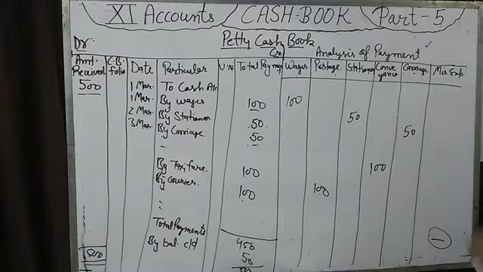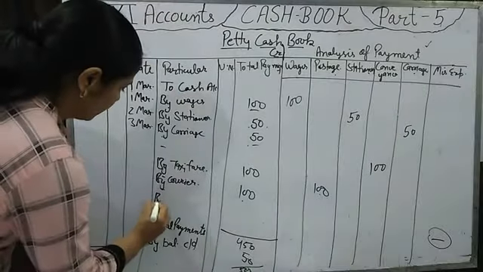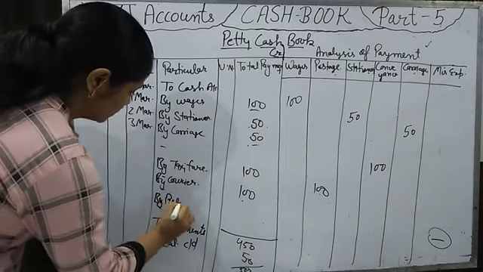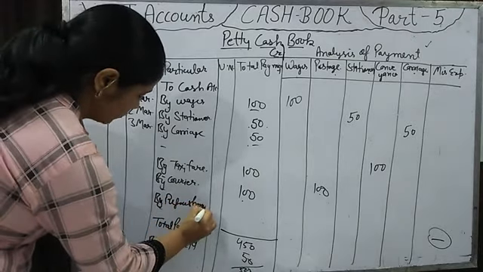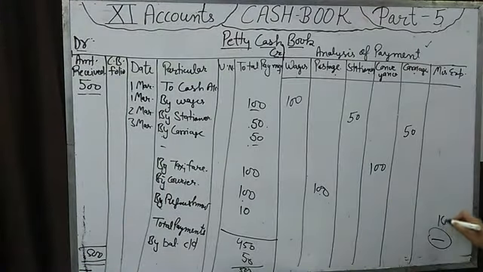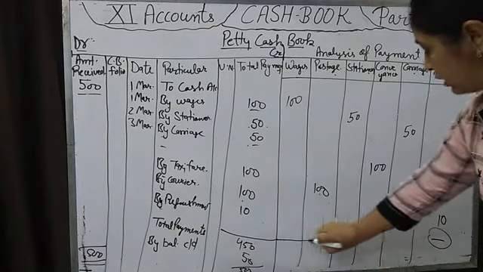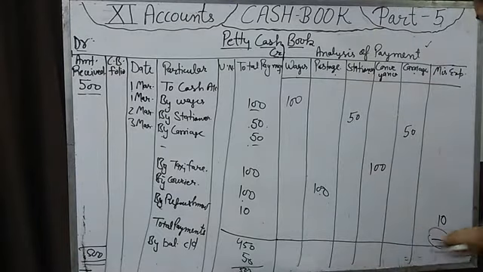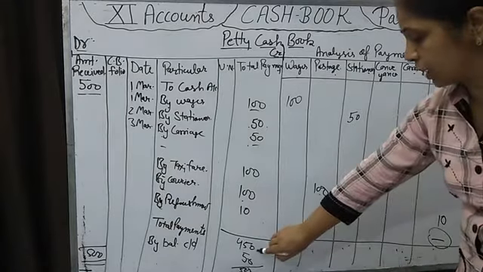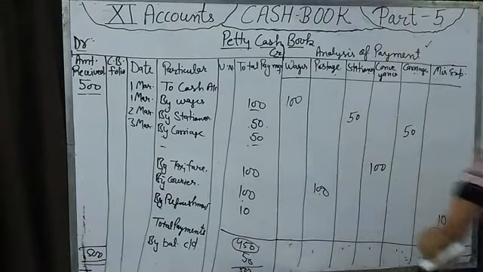If any amount does not come in these 5 categories, then we will write it in miscellaneous expense. Fine. Like a cup of tea we have purchased. For the tea payment we have made, what will we write here? By refreshment, 10 rupees we have paid for a cup of tea. Then this we will write in the miscellaneous expense. Then after that we will total all the columns. And the total of all the columns should be equal to 450.